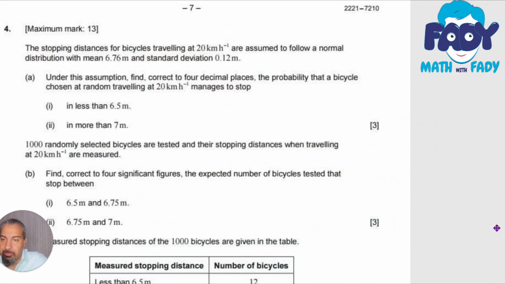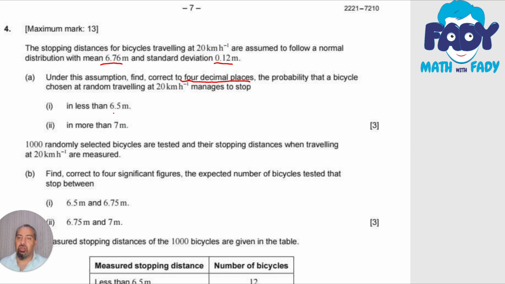Question number 4. The stopping distances for bicycles traveling at 20 km per hour are assumed to follow a normal distribution with mean 6.76 meters and standard deviation 0.12 meters. Under this assumption, find, correct to 4 decimal places, the probability that a bicycle chosen at random traveling at 20 km per hour manages to stop in less than 6.5 meters.